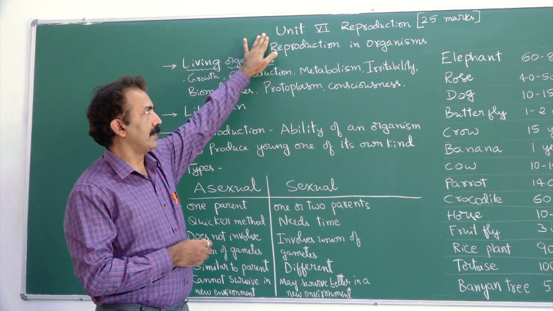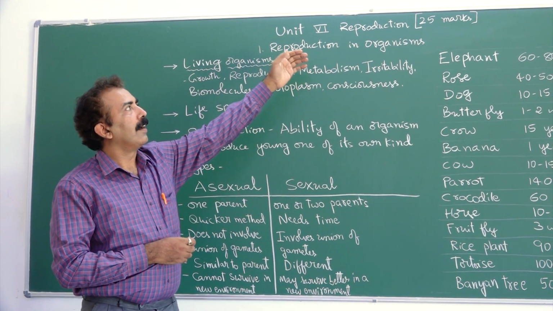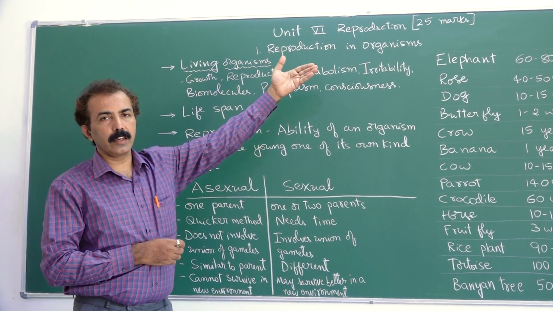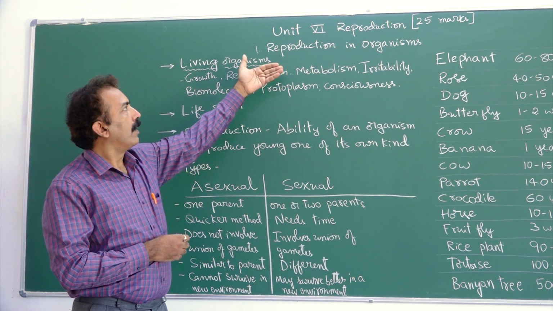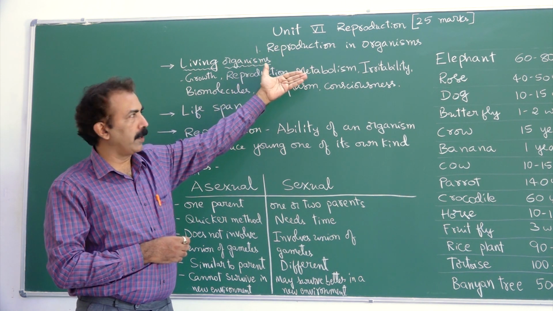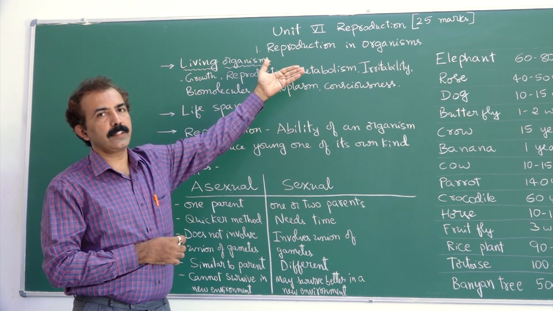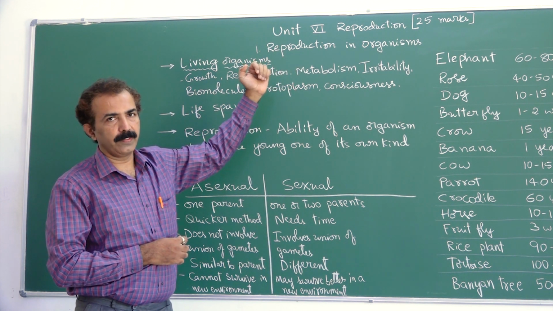Unit number 6. The name of the unit is Reproduction and it carries 25 marks in a 105 mark question paper of theory exam. There are 4 chapters in this unit, and I am dealing with the first chapter. The first chapter is Reproduction in Organisms.